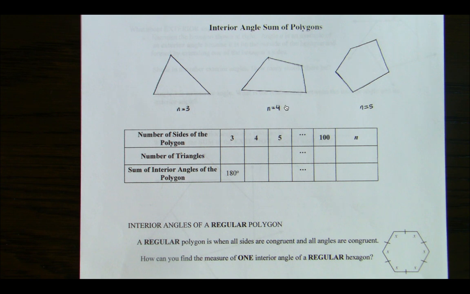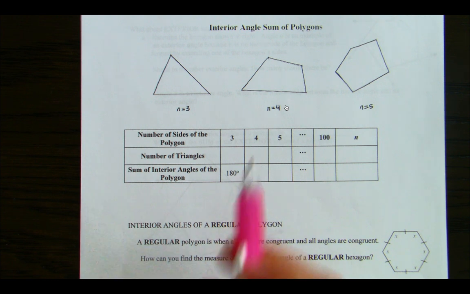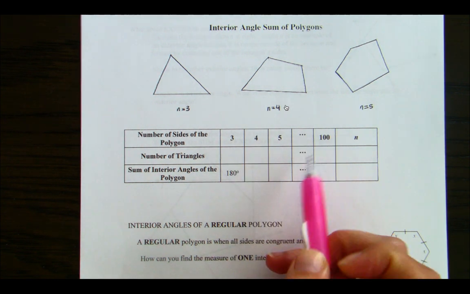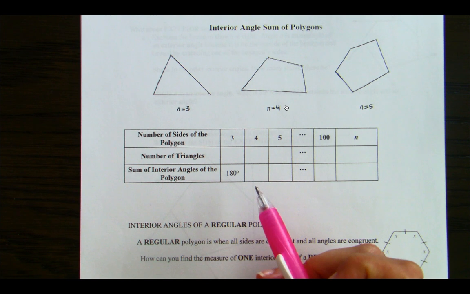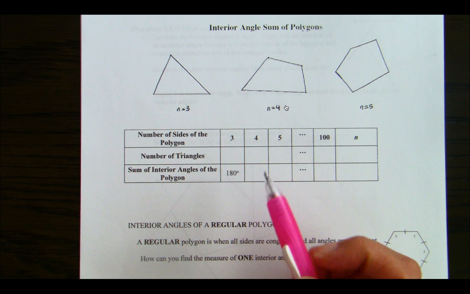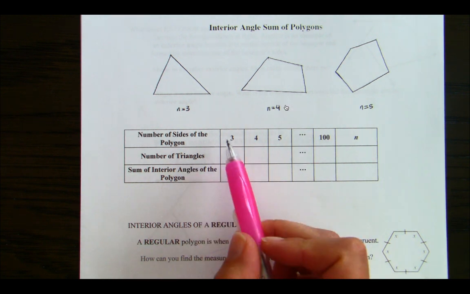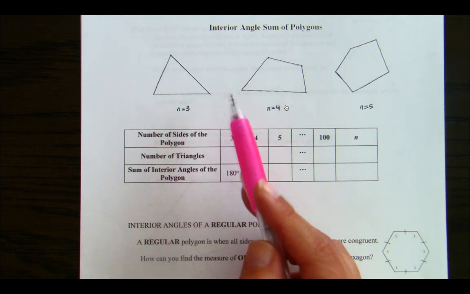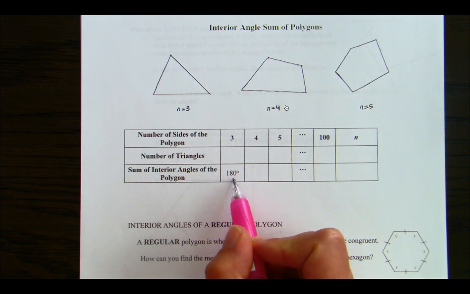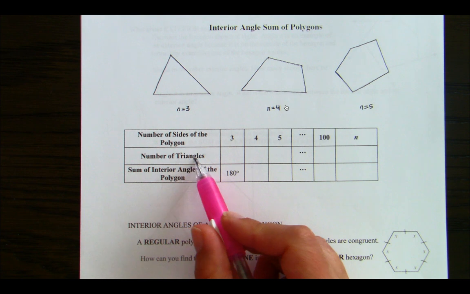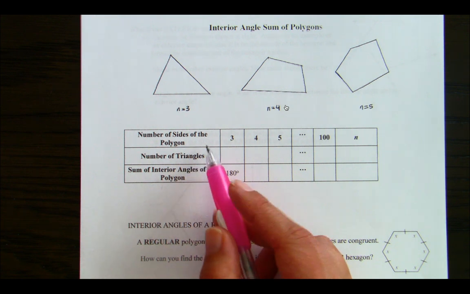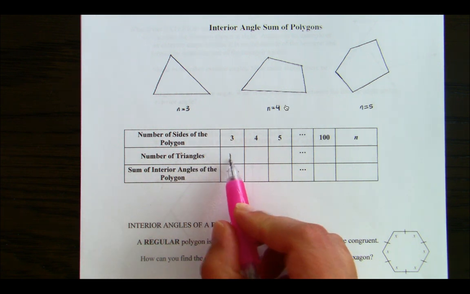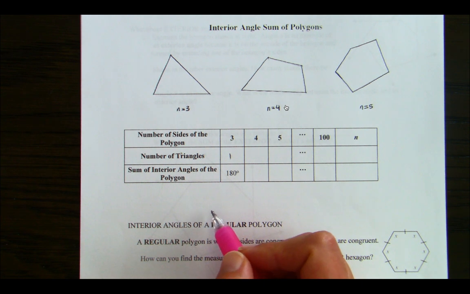For our first one, we know that we have the number of sides, which is 3. Notice that they're listed on this table. If you want to copy down this table for your own reference later, it might be really useful. So here, I have 3 sides. We know that a triangle has 180 degrees. And how many triangles are within a triangle? 1. So now I'm going to move on to the next shape.